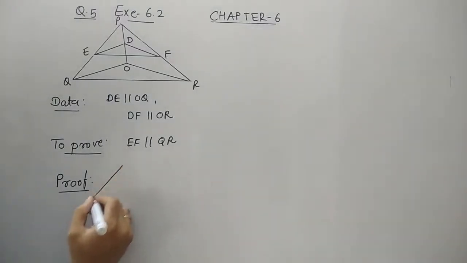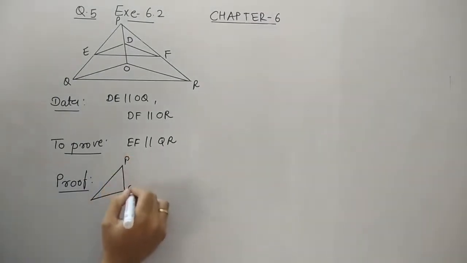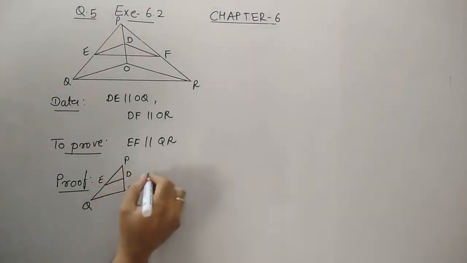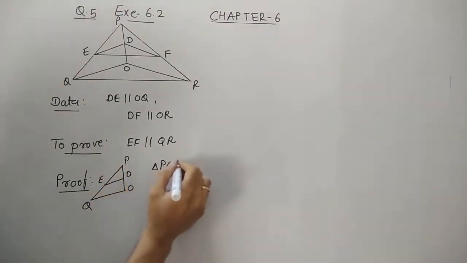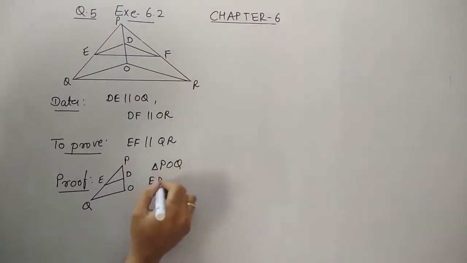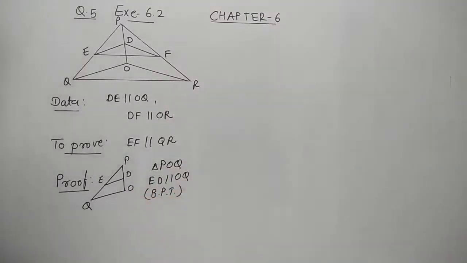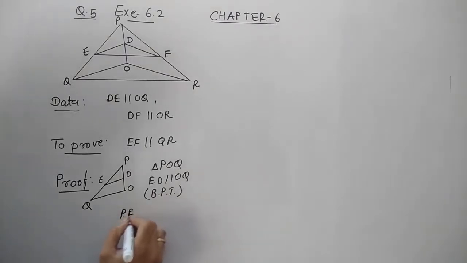So let me draw this triangle, that is POQ, where, for triangle POQ, we can see ED is parallel to OQ. Again, I will use the basic proportionality theorem. Instead of this, you can write by using theorem 6.1. We can say that PE upon EQ is the same as PD upon OD. This is the first equation.